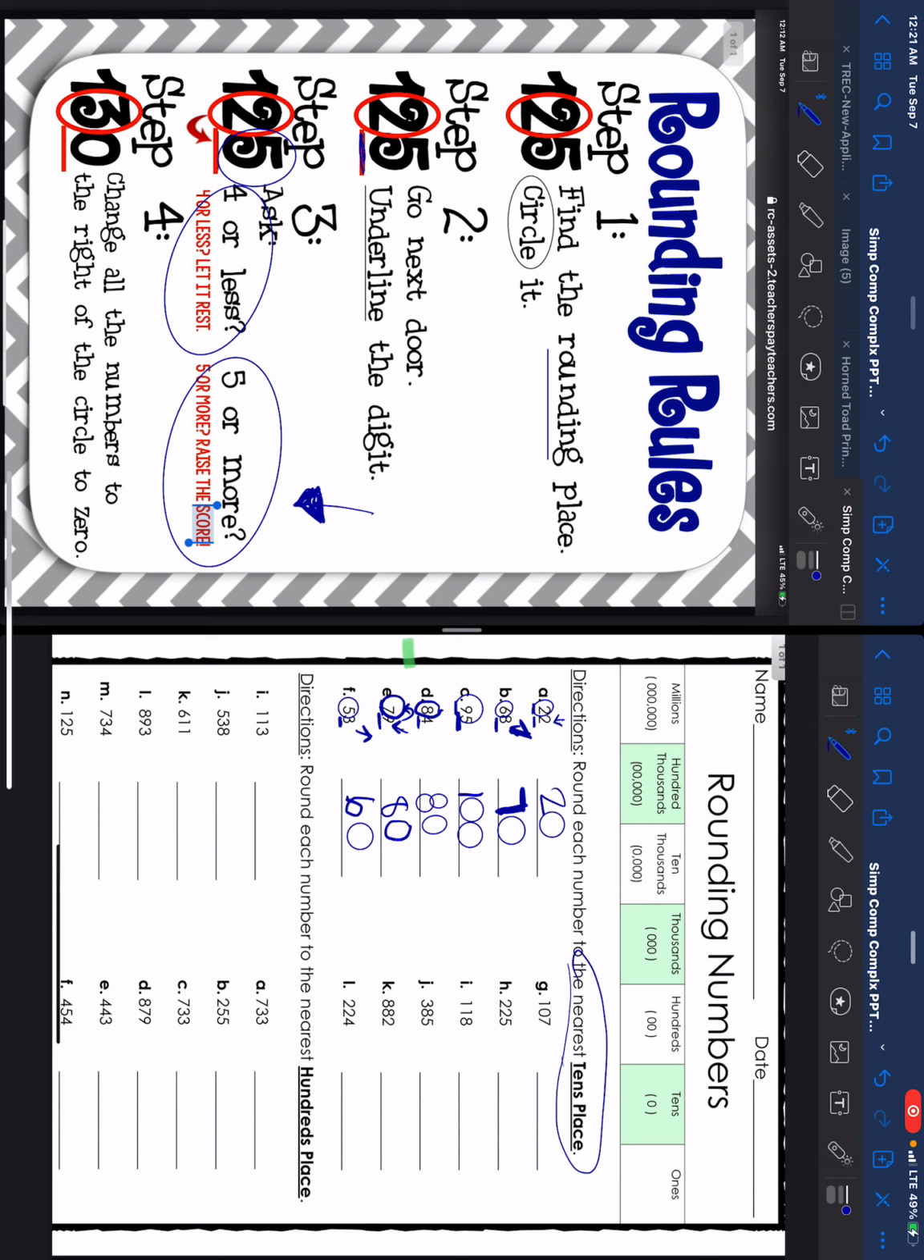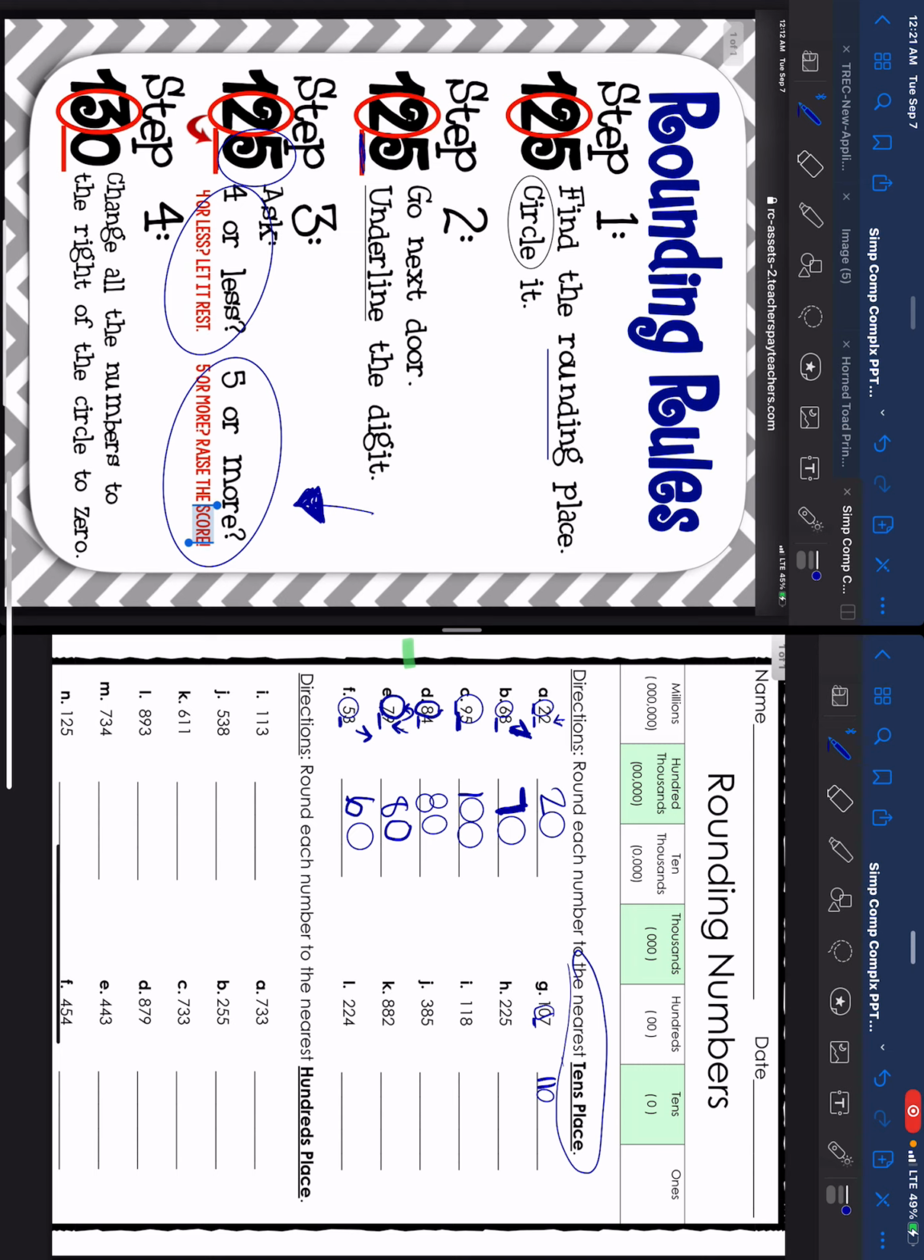So here, we're looking at the tens place. Go next door, underline the digit. It's a 7. If it's 5 or more, raise the score. So the 10 becomes 11, and that 7 becomes 0. So the nearest tens place would be 110.